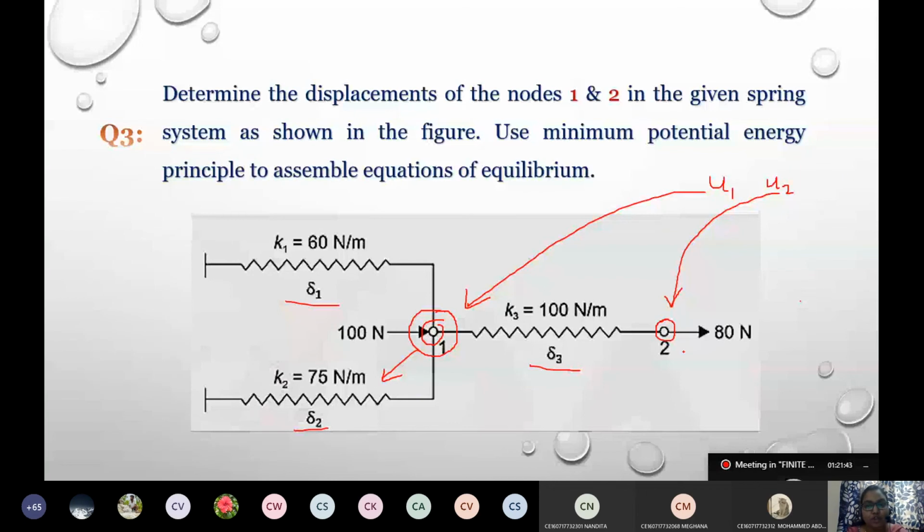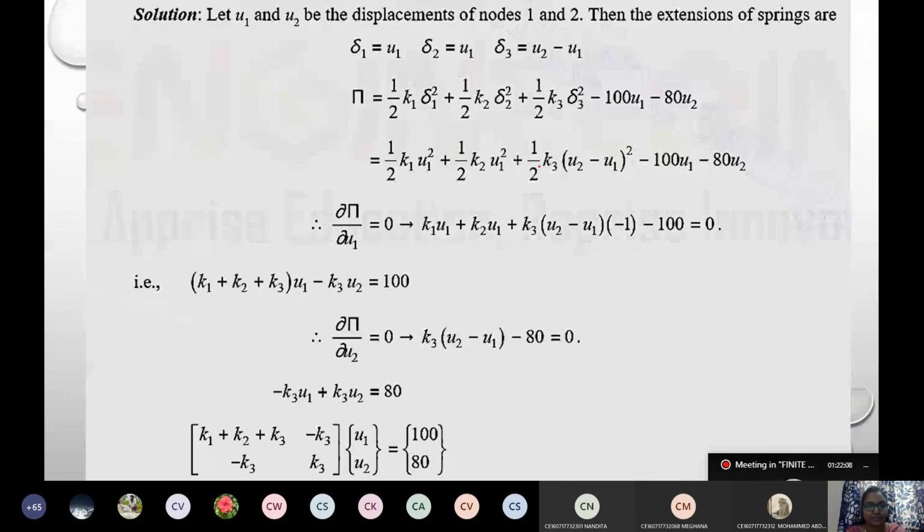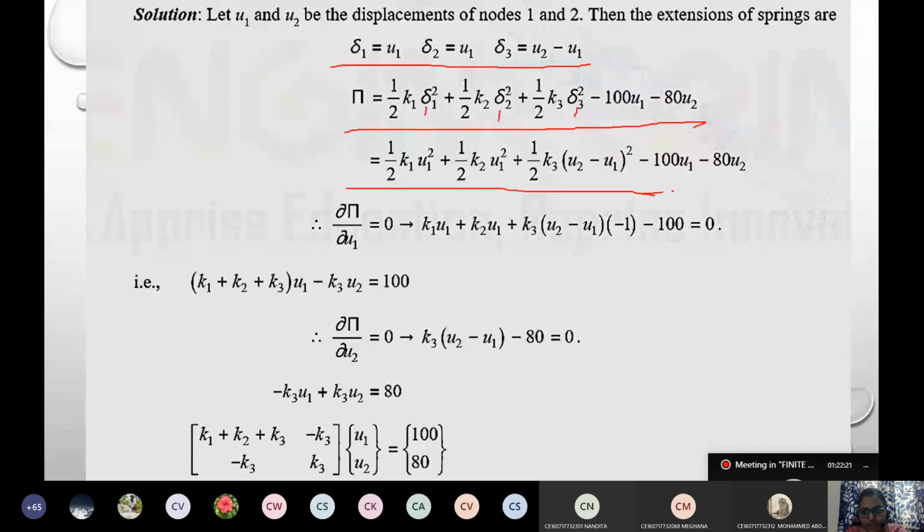When it comes to node 2 and node 1, spring 3 is related to both of the nodes. So whatever the extension, that is delta 3, will be the combination of both of them, which is U2 minus U1. So when we are going for the solution, this is how you get it. These are the extensions and this is the equation you form. When you substitute the values of U's in delta, this is the final equation you get.